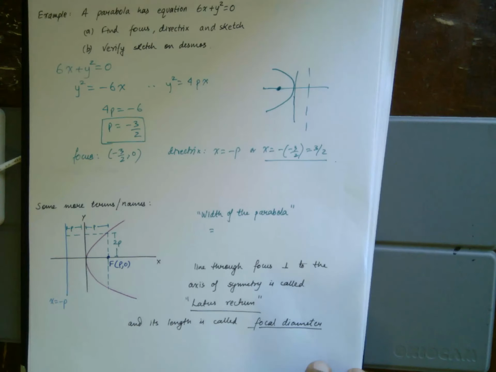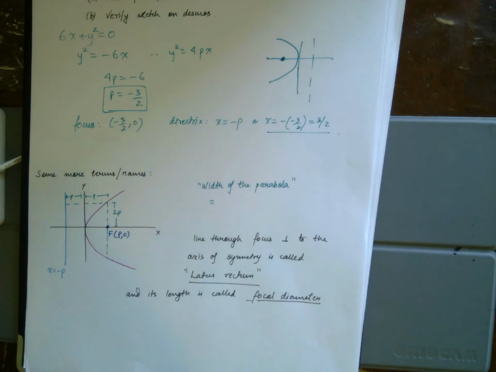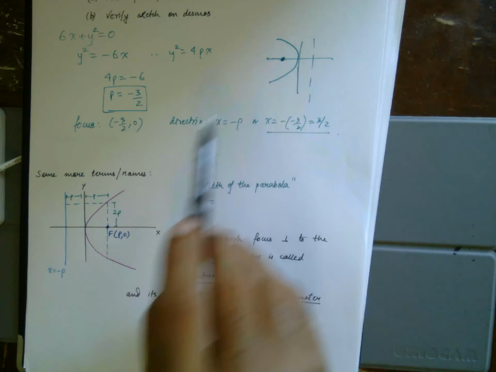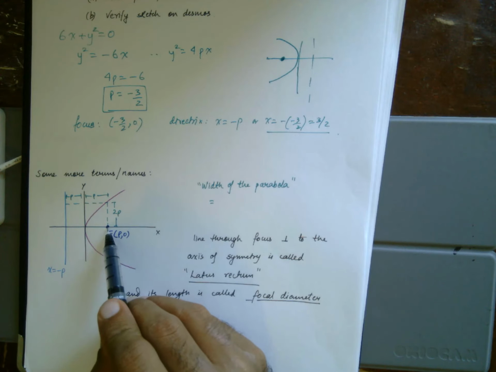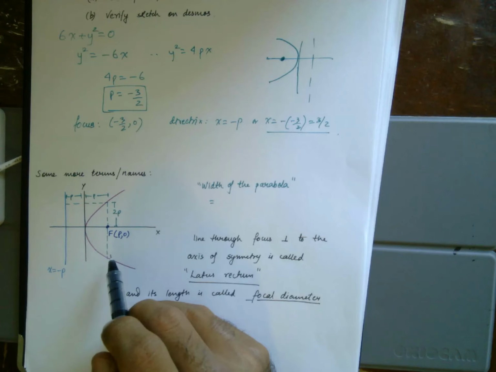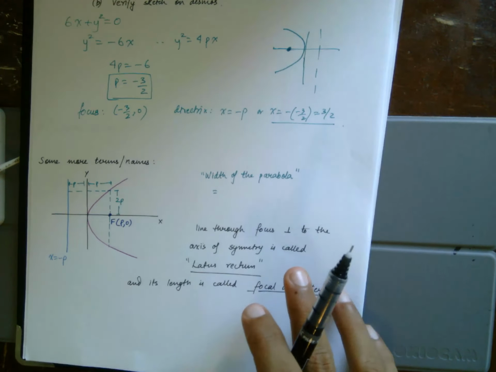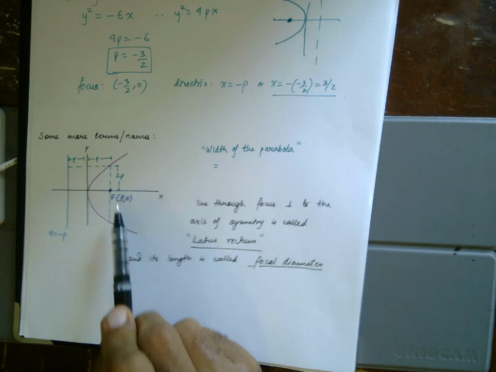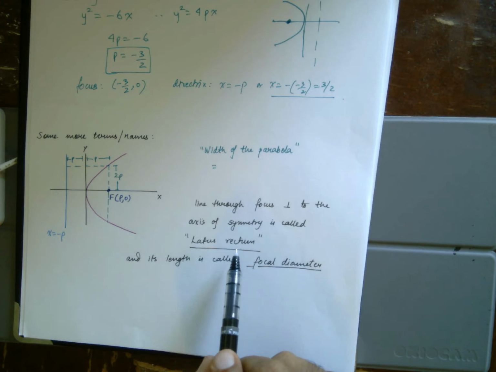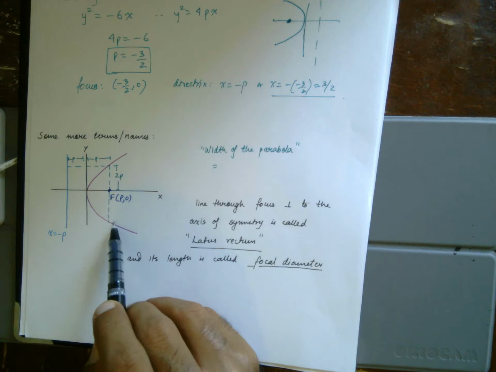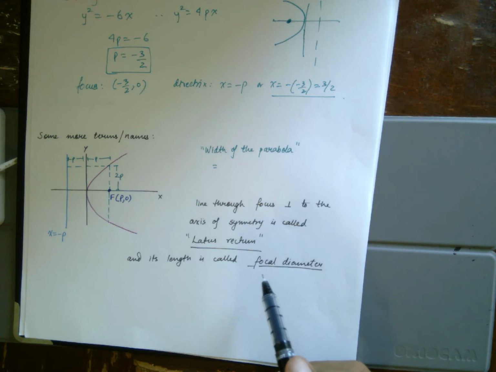And there's one last term that we talk about with respect to the parabola, and that is the width of the parabola. Now, of course, in general, the width is infinite because it goes on forever. But there is one point, which is the focus, at which we can measure how wide the parabola is. And to do that, we define this term called latus rectum. It's a line through the focus that is perpendicular to the axis of symmetry. That line is called latus rectum. And the length of that is called the focal diameter, or the width of the parabola.